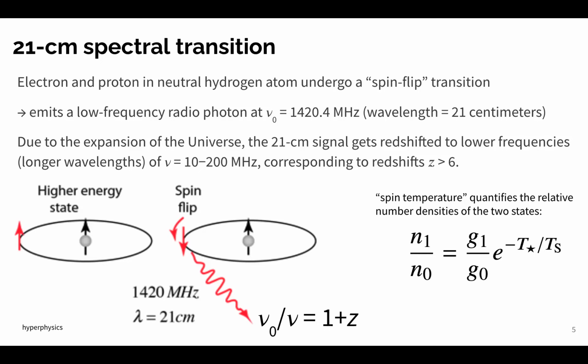And so basically the spin temperature quantifies the relative number densities of those two states. So that's really the quantity that we're interested in when we're talking about the 21 centimeter transition: the spin temperature. And here at the bottom, I showed the equation for converting between observed frequency and redshift. So this is the scale factor of the universe. And so frequency decreases with increasing redshift.